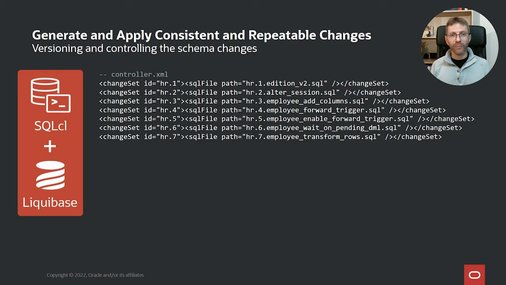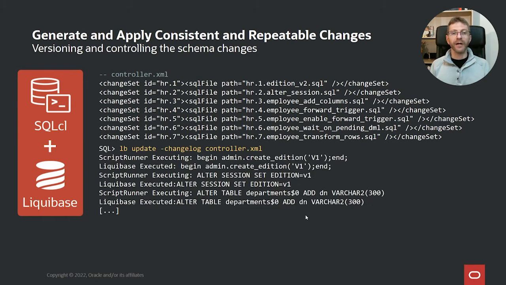Now, if you're not familiar with Liquibase, in Liquibase you can define XML files that contain the changeset, which are the changes that we want to apply to the database. Those can be XML files or SQL files directly. Then you can apply those changes by using the command Liquibase update, that in SQLcl is lb update. You specify the XML file that contains all the executions, and those executions are persisted inside the database.